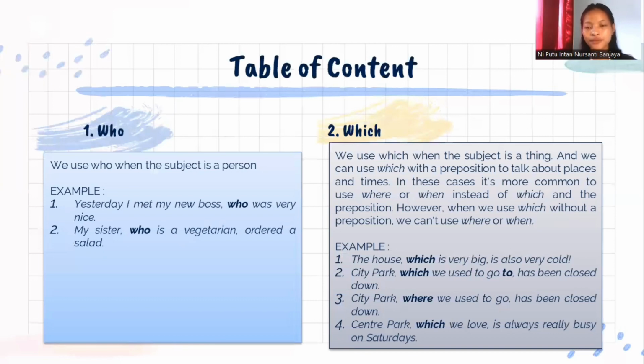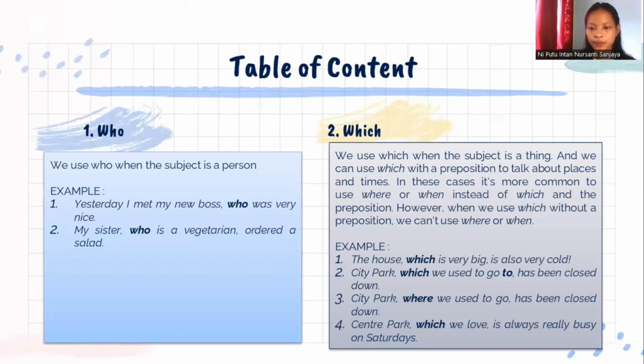And the second one is which. We use which when the subject is a thing. And we can use which with a preposition to talk about place and time. In this case, it's more common to use where or when instead of which and the preposition. However, when we use which without a preposition, we can use where or when. For example, the house is very big, it's also very cool. City Park, where we used to go, has been closed down.